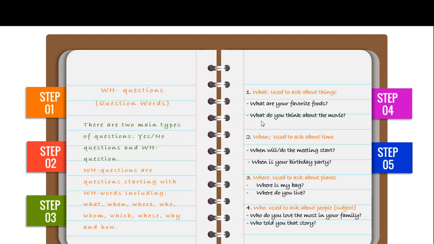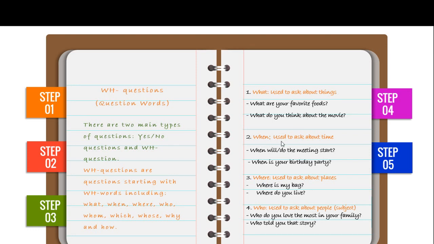And the second example, what do you think about the movie? So you can answer, I think the movie is very, very great. Something like that. So here are the two kinds of questions. The first is using to be, it's a condition, and the second is using action. So the answer depends on the question itself.